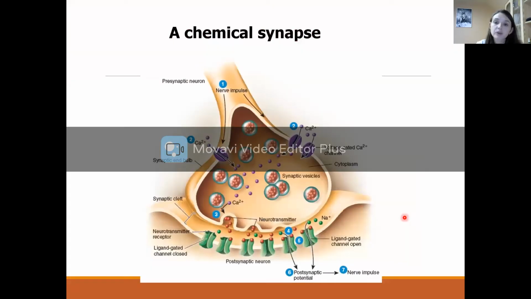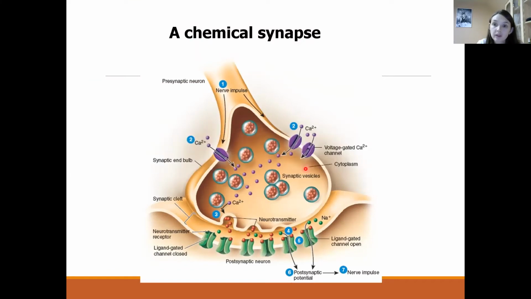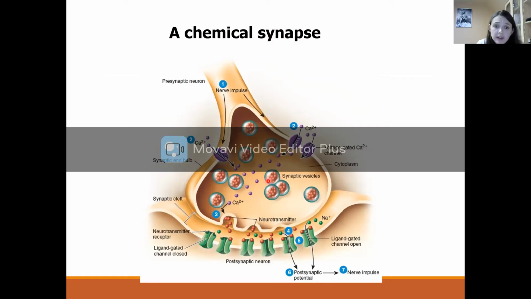Chemical synapses. You could see that the structure of the chemical synapses is more complex. Here is an example of the presynaptic neuron. Inside of the presynaptic neuron, you could find the synaptic vesicles, which are full of the neurotransmitter, which further are going to be released into the synaptic cleft.